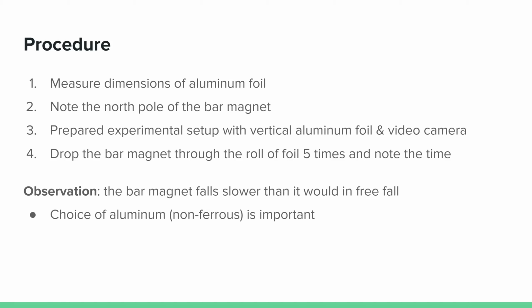When the bar magnet is dropped in the foil, it ends up falling observably slower than if it was in near free fall, and the electromagnetic interactions that cause this are the focus of the rest of this lab. Note that the choice of using an aluminum foil roll is significant here, as it is non-ferrous. This is because a ferrous material such as steel can have its resistivity impacted by the magnetic field itself, which would add significant error to the measurements.